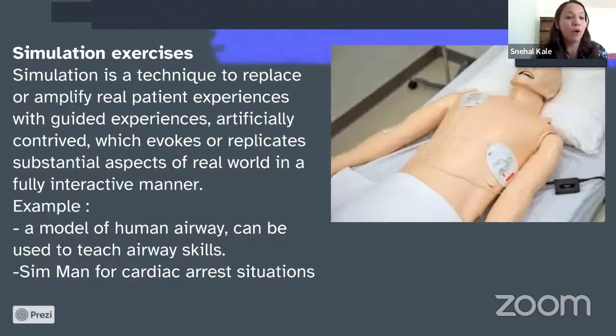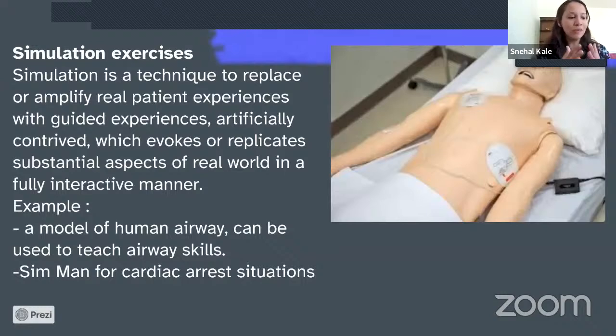Similarly, anesthetists are also involved in rapidly evolving clinical situations, and you need to regularly make appropriate decisions. You need to have adequate communication skills within the entire team in theaters or even within the intensive care unit. Various non-technical aspects of an anesthetist's day-to-day work can be simulated in this process of simulation exercise. It can be as simple as using a human airway model to teach airway skills, or a SimMan for a cardiac arrest situation.